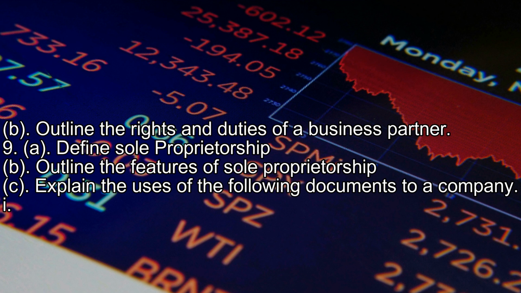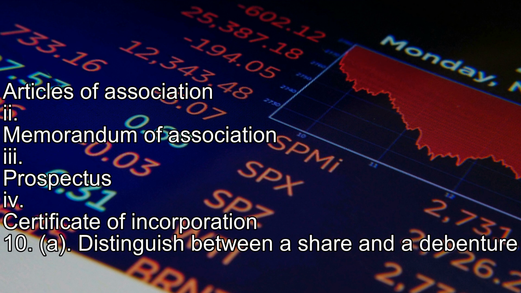C. Explain the uses of the following documents to a company. I. Articles of Association. Roman 2. Memorandum of Association. Roman 3. Prospectus. Roman 4. Certificate of Incorporation. Then, A. Distinguish between a share and a debenture.